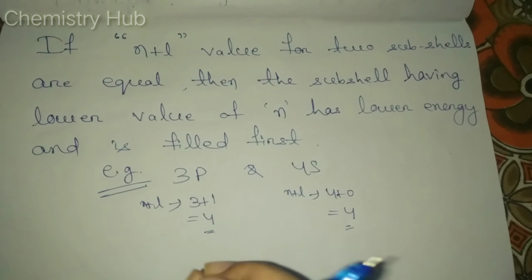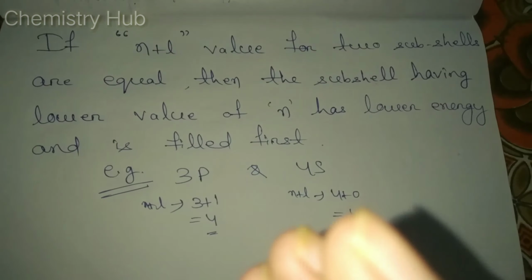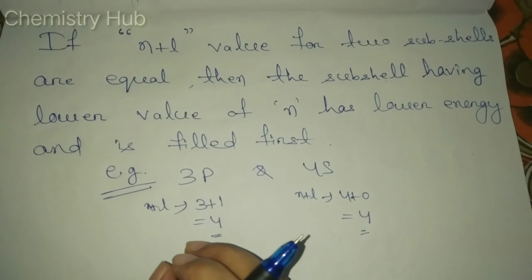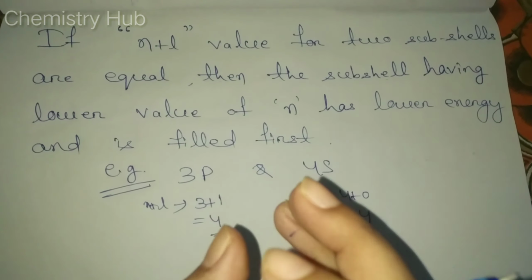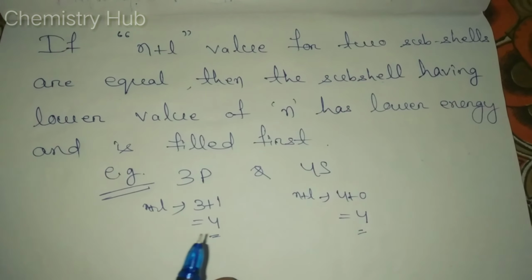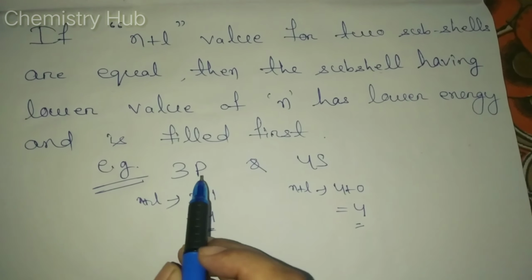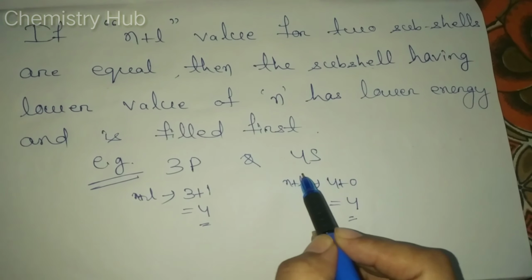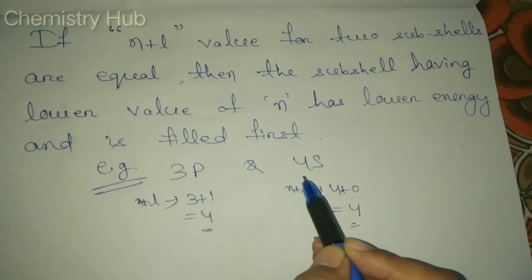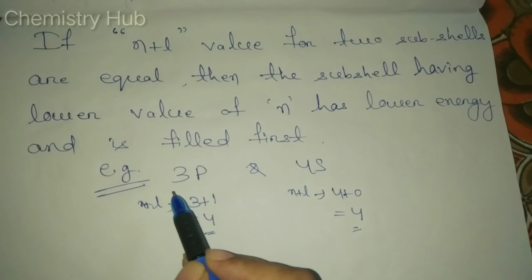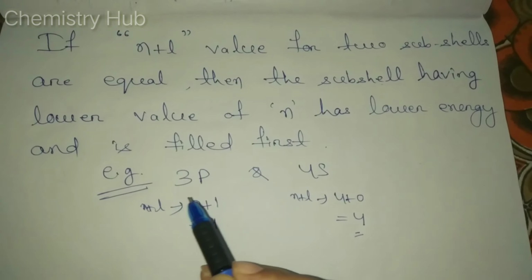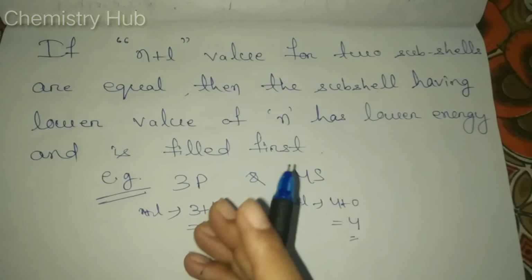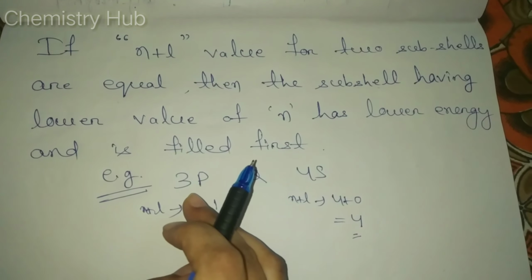In this case we have to focus on the principal quantum number, that means the value of n. Here we have to see the value of n for each subshell. The value of n for this one is 3 and the value of n for this one is 4. So for which one is the value of n lowest? For the 3p subshell, the value of n is equal to 3.